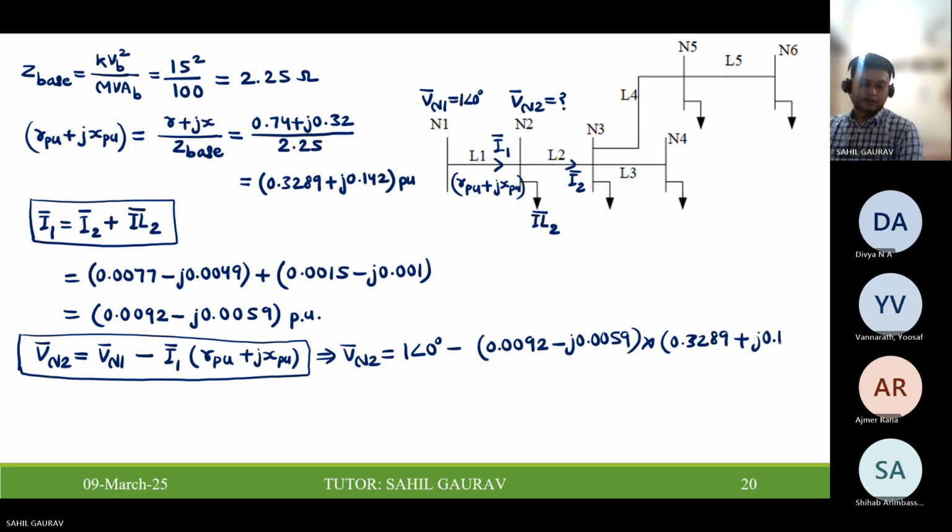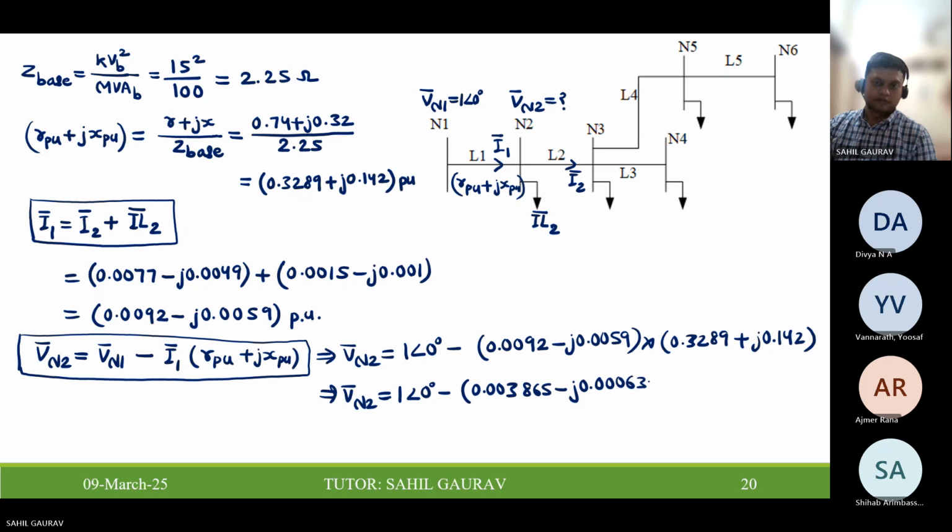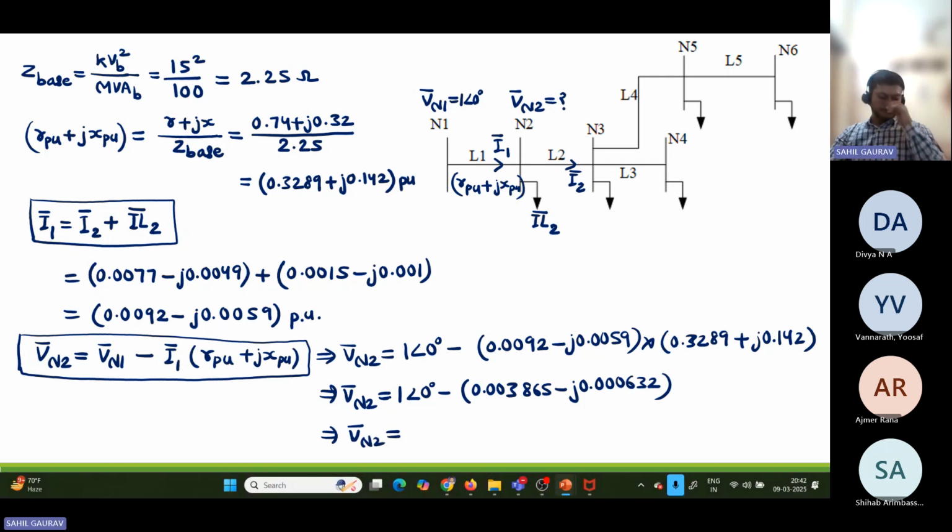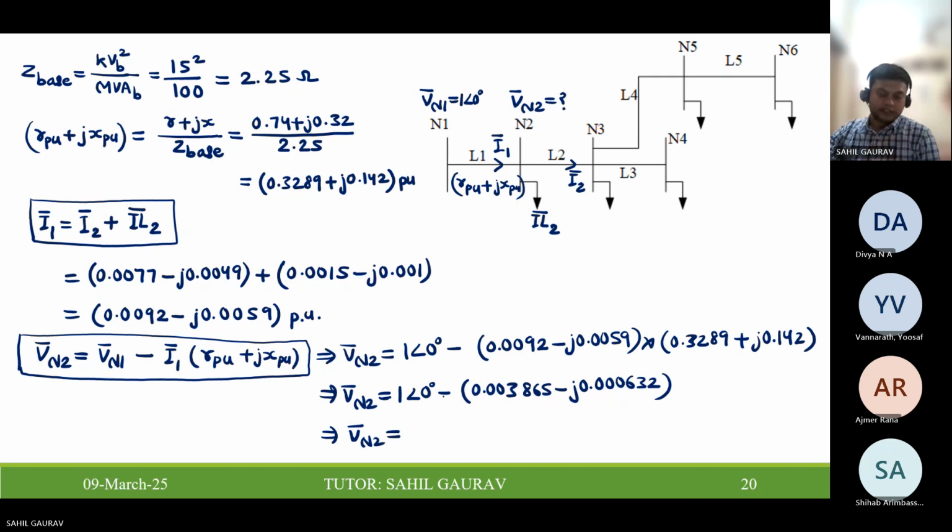So anyone can tell what you are getting. Let me write the answer: 0.996135 plus J0.000632, that is 0.9961353 at the angle of 0.03635 degree.